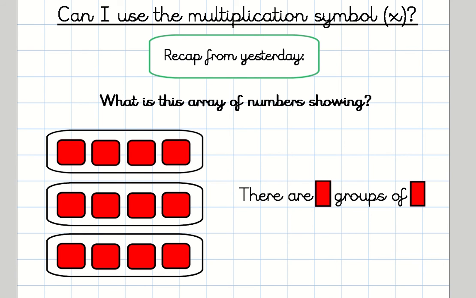The first thing we're going to do is do a little recap from yesterday. So what is this array of numbers showing? How many groups and how many red squares are in each group? I'll let you have a little think and then I'll reveal the answer. Hopefully you said that there are 3 groups of 4. We've got 1 group of 4, 2 groups of 4, 3 groups of 4.